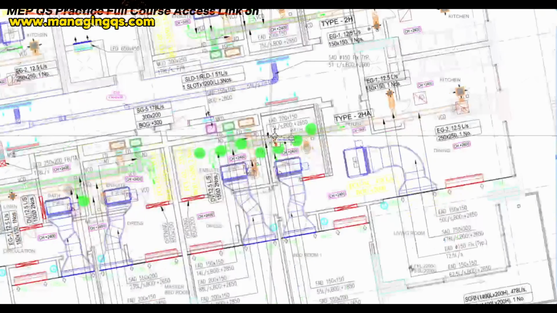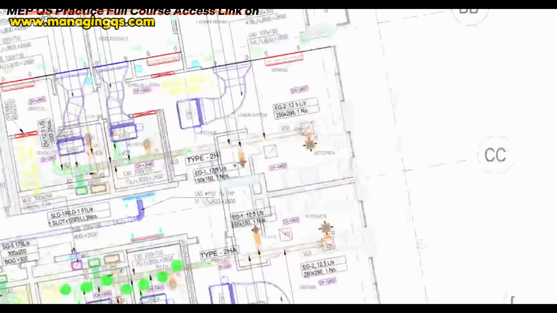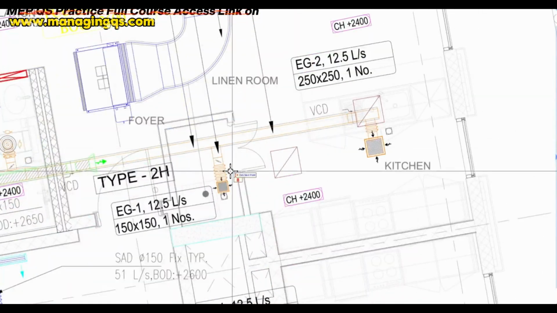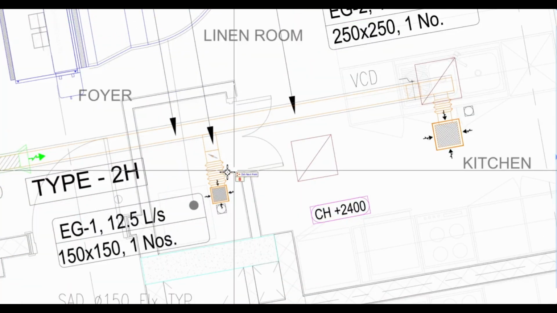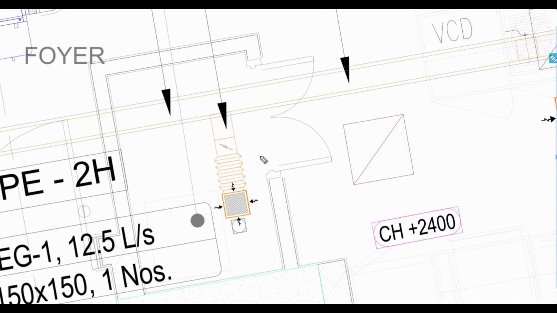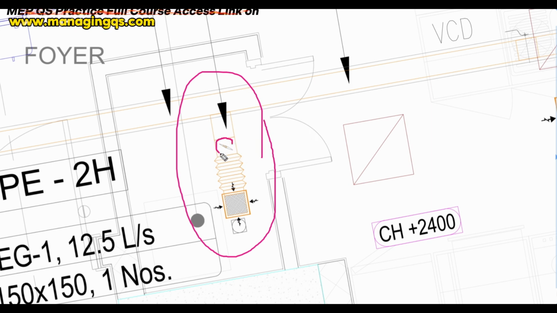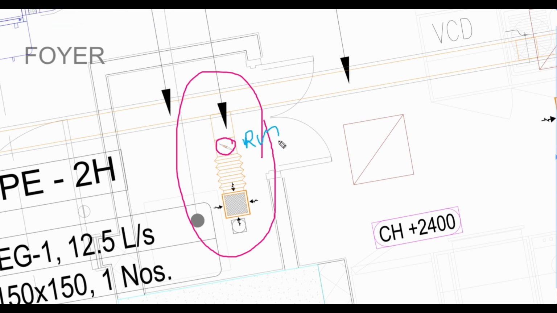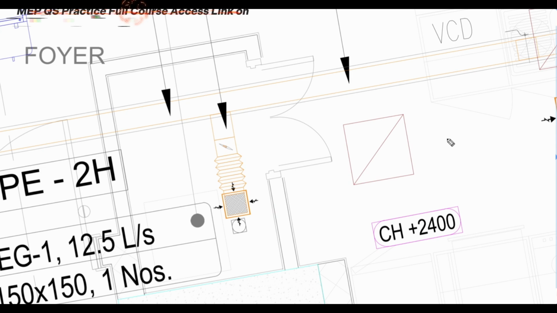Apart from this, we discuss the RVD, round volume dampers. The round volume dampers are only for fixing in circular and flexible ductwork. You can see here the flexible ductwork appearance in this drawing. They also provide the RVD notation here, but they did not provide the RVD abbreviation. Based on this scenario, we have to be very careful.